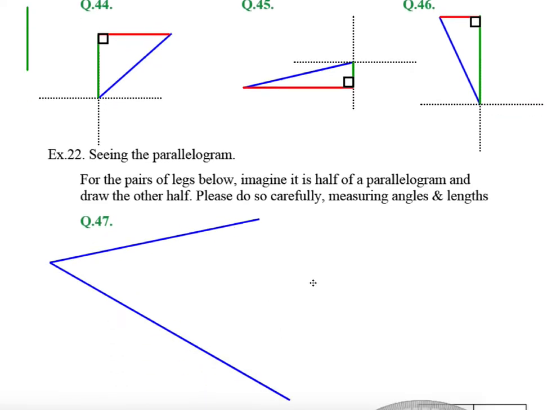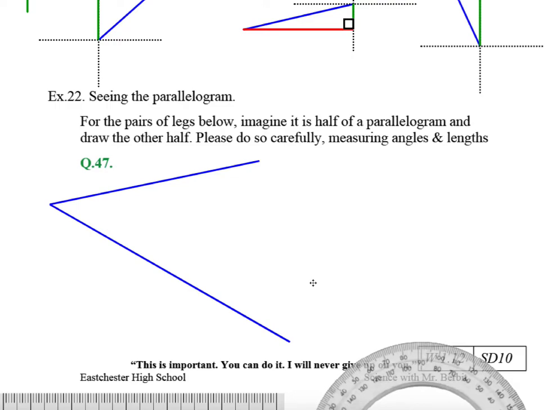Okay. Time for example 22. Seeing the parallelogram. Now the parallelogram is a bit tougher to work on. However, if you're careful with your protractor and your ruler, you'll be good to go on this as well. So if you notice here, this is a parallelogram invisibly.